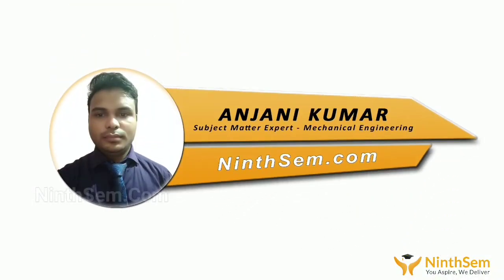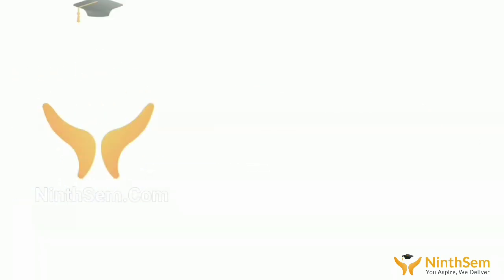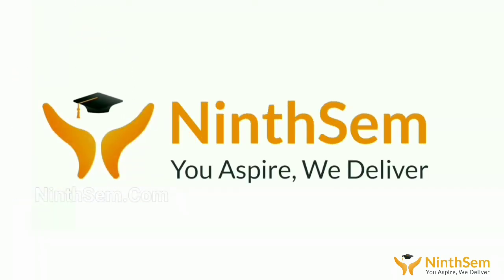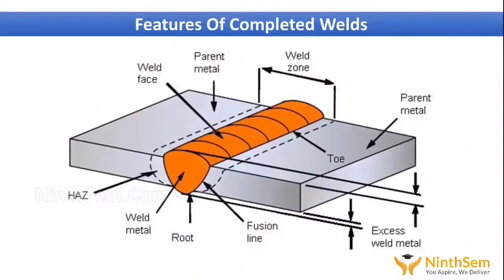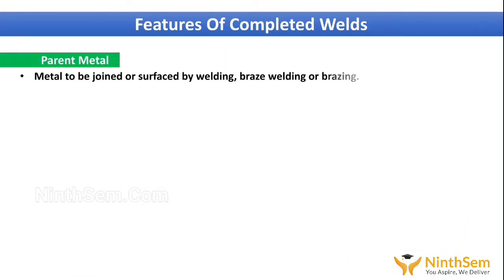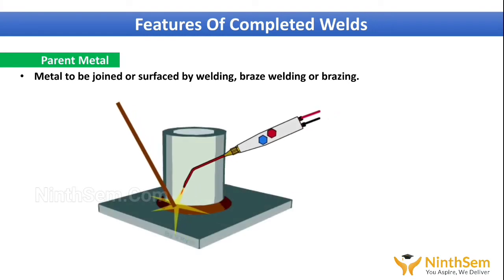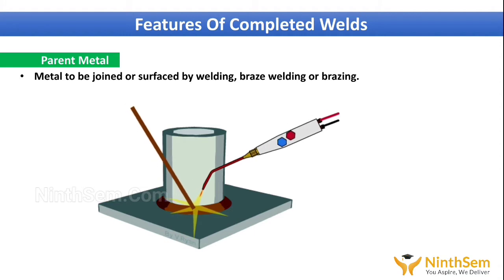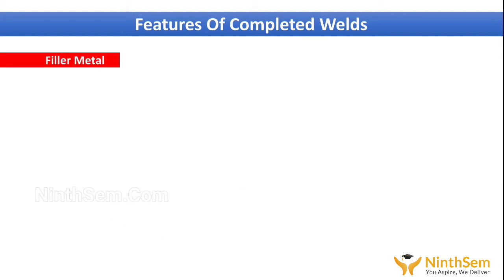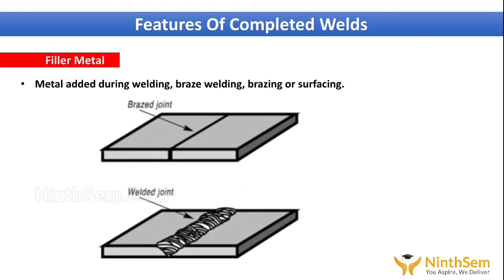Welcome to 9SEM. I want to continue from the previous session, and today our topic is features of completed welds. There is parent metal. What is parent metal? Metal to be joined or surfaced by welding, braze welding or brazing is called parent metal. Filler metal is metal added during welding, braze welding, brazing or surfacing.